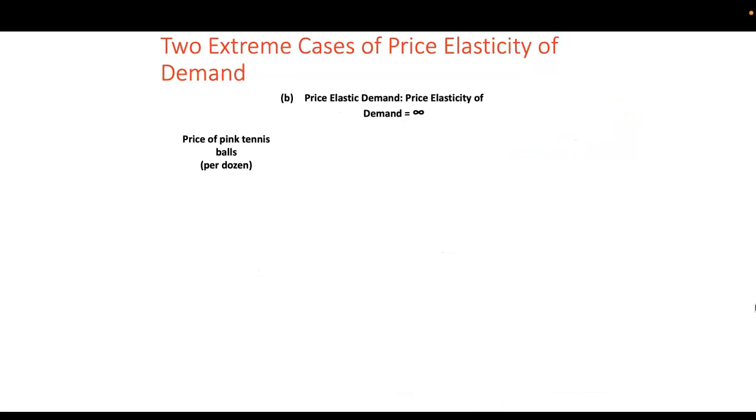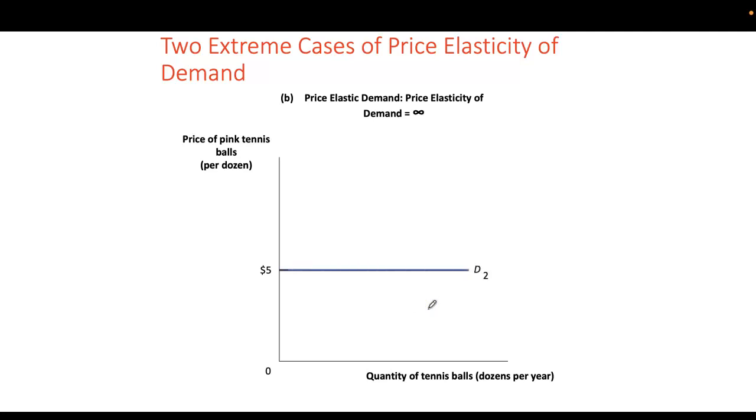The other extreme case was perfectly elastic demand. Now you can say that the demand curve is horizontal. It's parallel to your horizontal axis. Why is it horizontal? Because note here, if price rises by even a small amount, quantity demanded immediately drops to 0. So in our case, the example is of pink tennis balls, a very specific type of item.